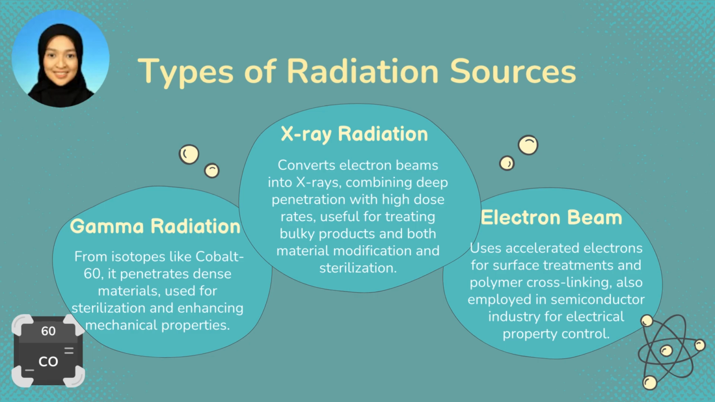Lastly, there is X-ray radiation. It is produced by converting electron beams into X-rays. This method combines the deep penetration of gamma rays with the high dose rate of E-beam. X-ray radiation is used for treating bulky products and has applications in both material modification and sterilization.